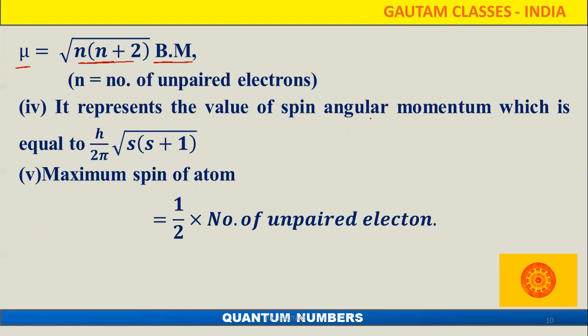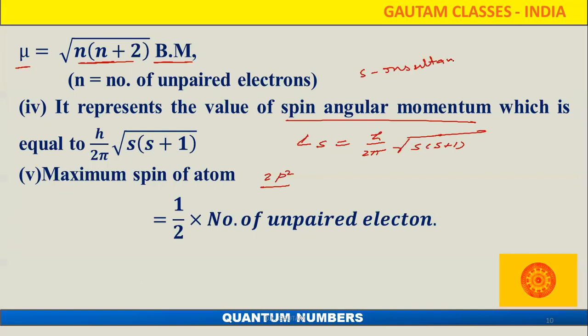Sometimes they ask for the spin angular momentum. For finding the spin angular momentum, which we also represent as Ls, the formula is h upon 2 pi root s(s plus 1). Suppose something like 2p2 is given, and they ask for the spin angular momentum. For finding it, we have to find the resultant spin quantum number. What is s here? s is our resultant spin quantum number.